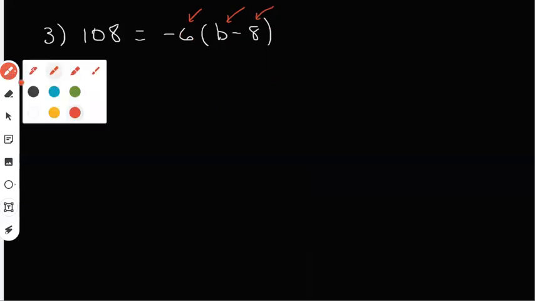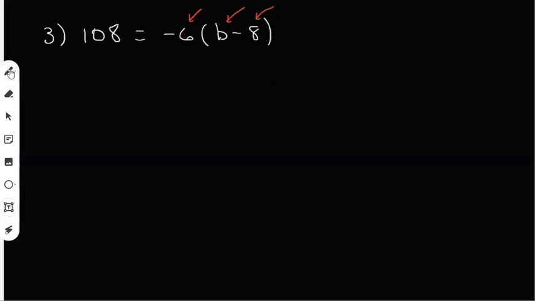So to get rid of the -6, what I could do is I could distribute it to everything on this side, or I could divide everything by -6. And since I'm already multiplying everything by -6 over here, I'm going to do the opposite, and I'm going to divide both sides by -6. So that way, that'll get rid of the -6.